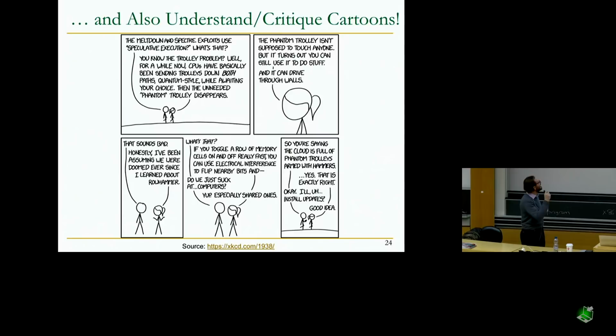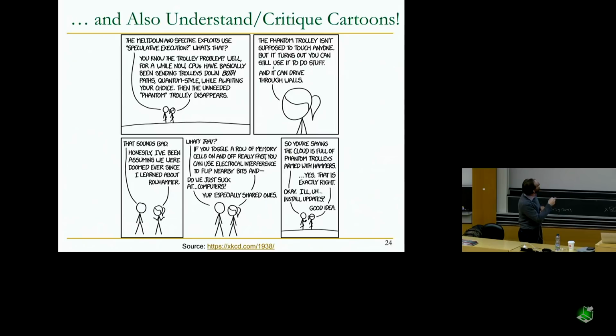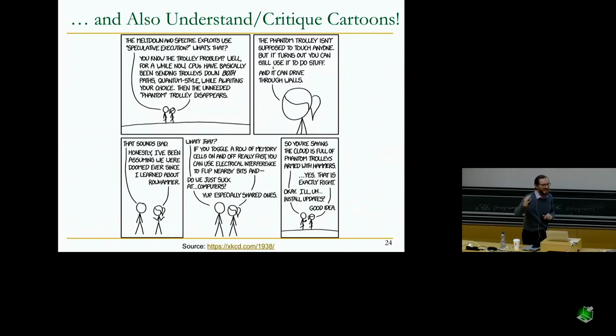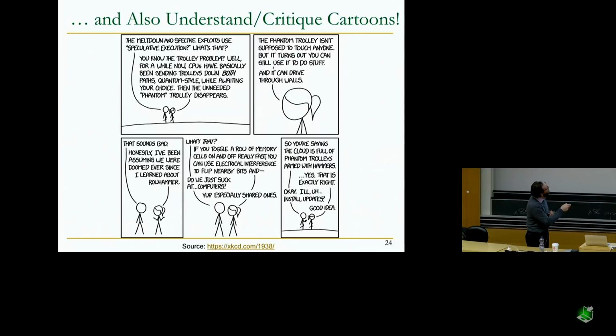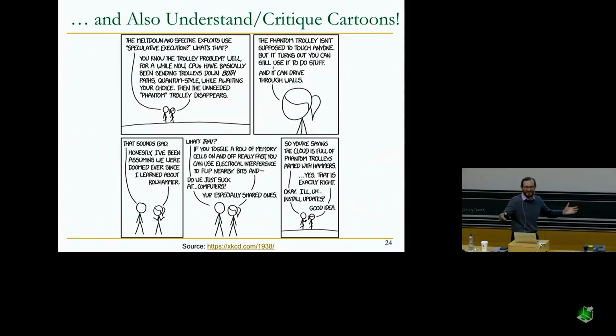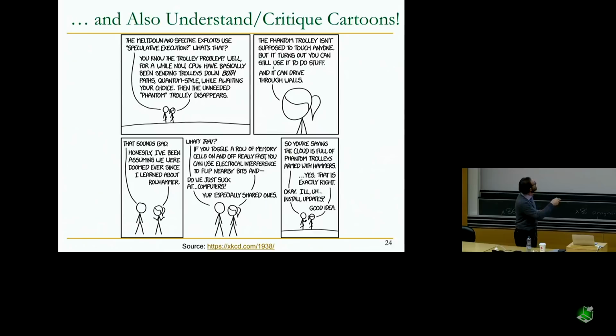So basically, this guy says, the Meltdown and Spectre exploits use speculative execution. What's that? And the girl says, you know the trolley problem. Well, for a while now, CPUs have basically been sending trolleys down both paths, quantum style, while awaiting your choice, which is not a terrible explanation. It's okay, actually. Then the unneeded phantom trolley disappears. This is basically the wrong path execution that you've done incorrectly. The phantom trolley isn't supposed to touch anyone, but it turns out you can still use it to do stuff. That's actually a good explanation, I think. It doesn't touch anyone, it doesn't really get exposed to anyone, but somebody else can see it, and it can drive through walls. That sounds bad.